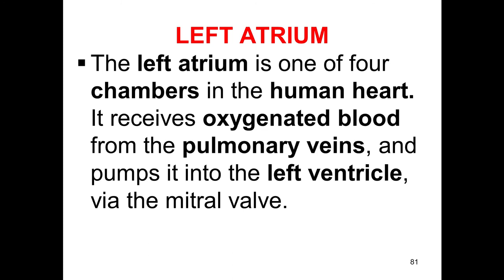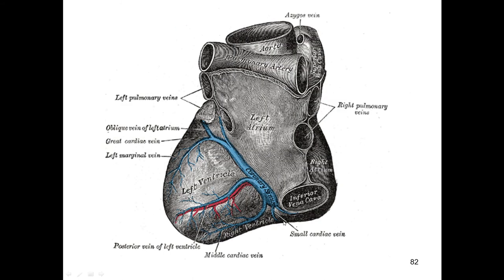We have already studied about the right atrium and the ventricle. Now we are going to study about the left atrium. Okay, so stay with me. The left atrium is one of the four chambers in the human heart, and it receives oxygenated blood from the pulmonary veins, and it has to pump where? Into the left ventricle. Which valve? The mitral valve. This everyone knows. This is the left atrium. The four pulmonary veins, right and left.